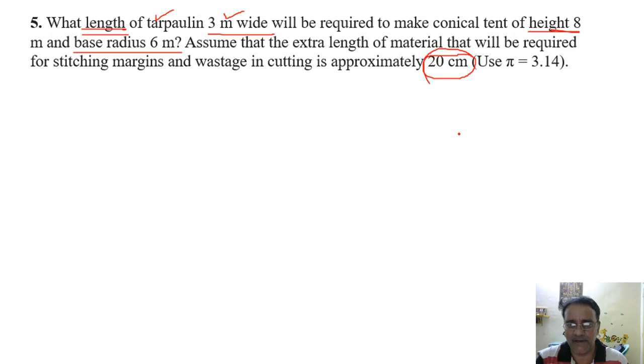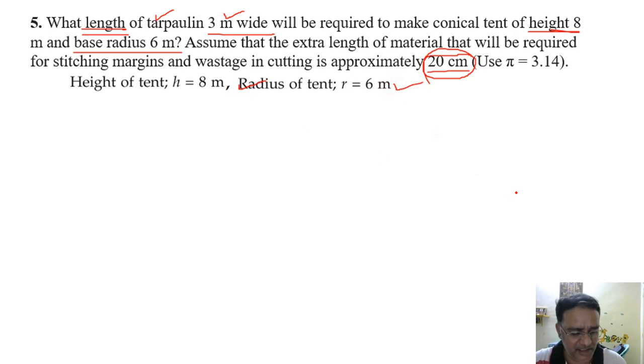20 centimeter is wasted. When you go to the tailor for stitching your shirt, definitely some cloth will be wasted. So like that here also, approximately 20 centimeter length is wasted in cuttings. Okay, so what are we going to find first? Slant height, because we have to find the curved surface area. So what is given? Height is given 8 meter, radius is given 6 meter. How will you find the slant height?